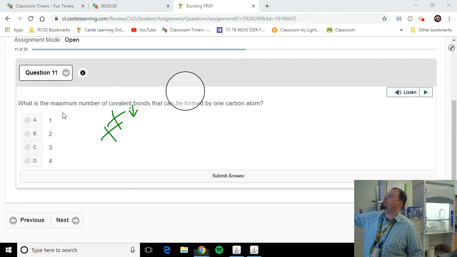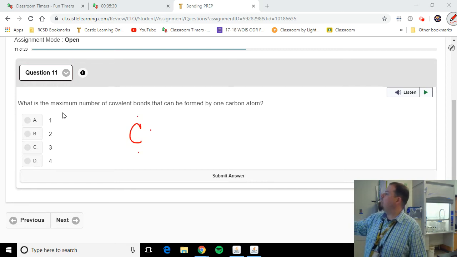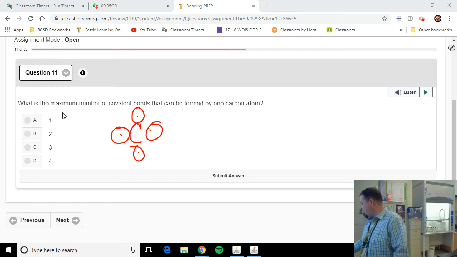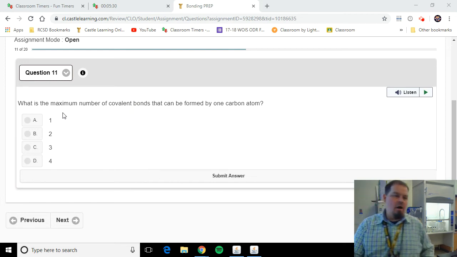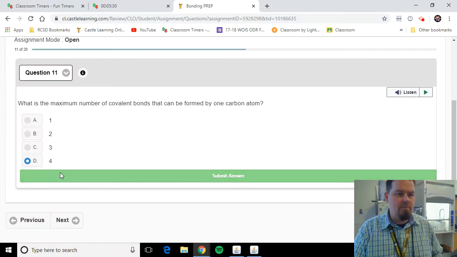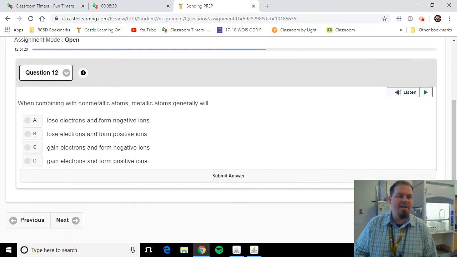On to the second half of this. What is the maximum number of carbon? So when I draw carbon, 1, 2, 3, 4 bonds is what it can make. We've been working on that for a minute. The carbon hybridizes its electrons. So boom, that's a good question to have in there. 3 easy points if you ask me, because I've been paying attention.